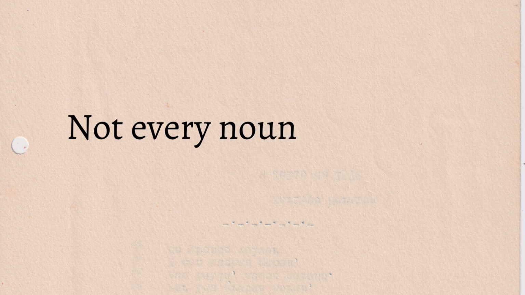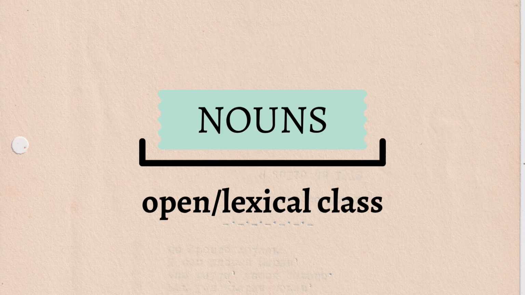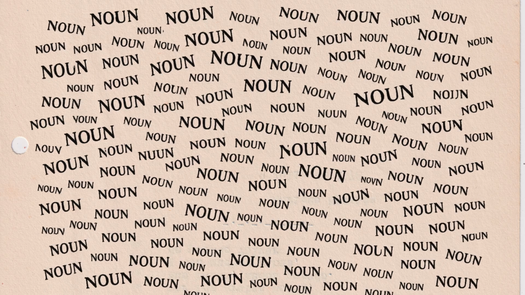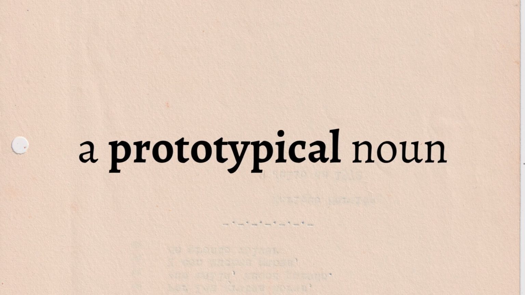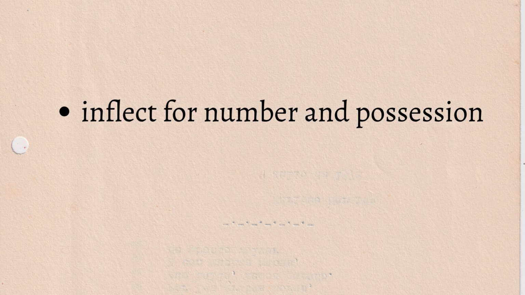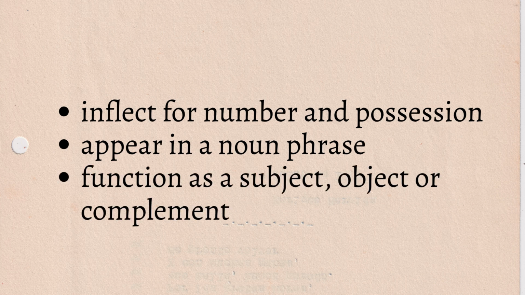Not every noun will follow all of these patterns. Nouns belong to the open or lexical class of English words. We have so many of them that they don't all behave exactly the same way. But a prototypical noun should be able to inflect for number and possession. It should be able to appear in a noun phrase, preceded by a determiner and one or more adjectives, and it should be able to function as a subject, an object, or a complement.